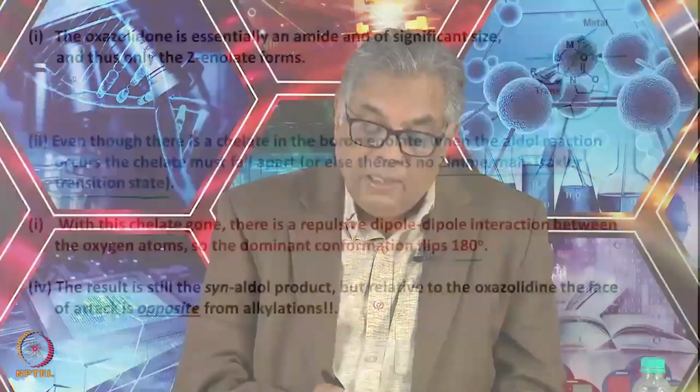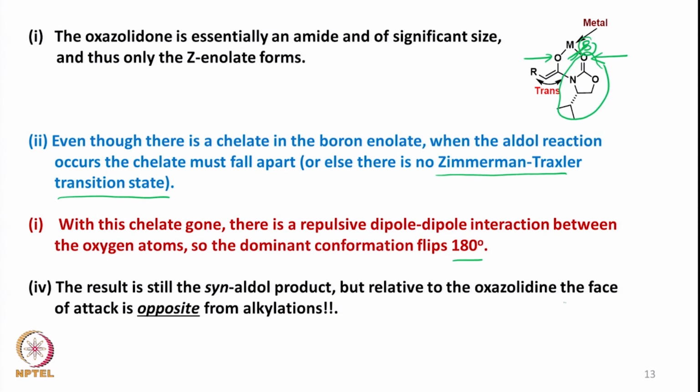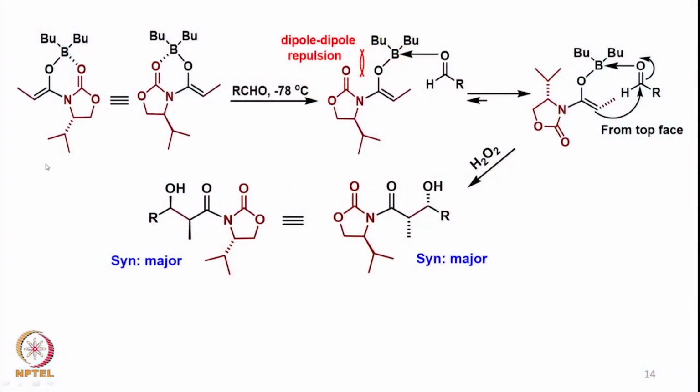The result is still the aldol product, but relative to the oxazolidinone, the face of attack is opposite to when we were doing alkylations. So, we will see how that happens. So, this is how it is. We can write something like this here. As you can see, we can write the oxazolidinone with alpha oriented isopropyl group. We can turn around 180 degrees and make it look like this also, therefore now it is beta oriented. We have not broken the bond, but we have simply changed 180 degrees.